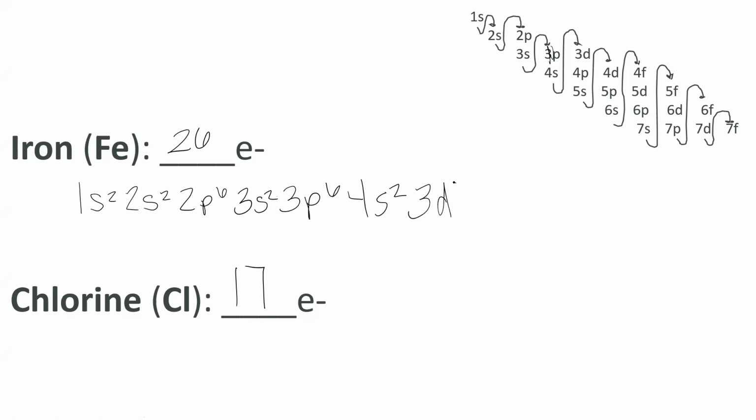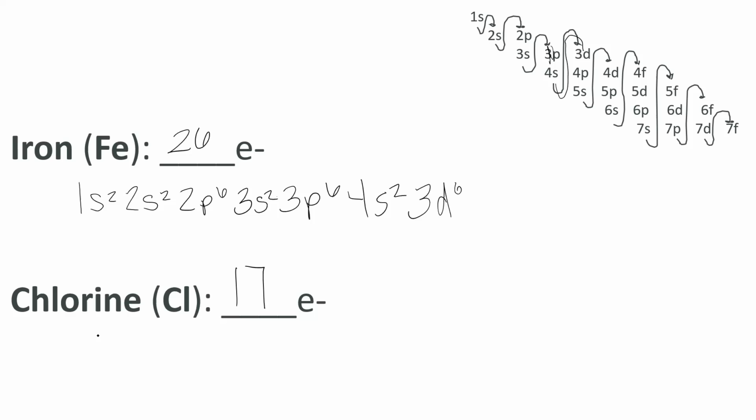3d, D can hold up to 10. I only need 6. 1s2, 2s2, 2p6, 3s2, 3p6, 4s2, and then up to 3d6. 2 plus 2 is 4, plus 6 is 10, 12, 18, 26. Like I said, if you're not getting that, you're either not filling or you're overfilling the sublevels or you're not going in the right order. You have to follow the arrows up and down.